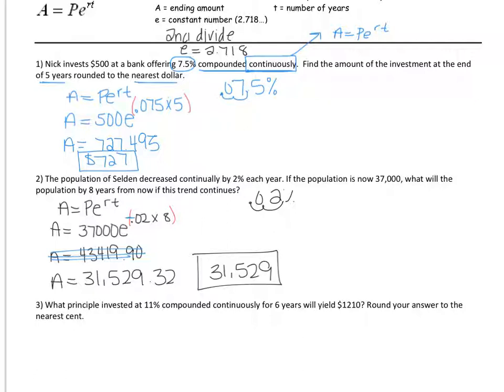Okay, so word of advice, if it's decreasing, you must have a negative rate. So decreasing means rate must be negative.